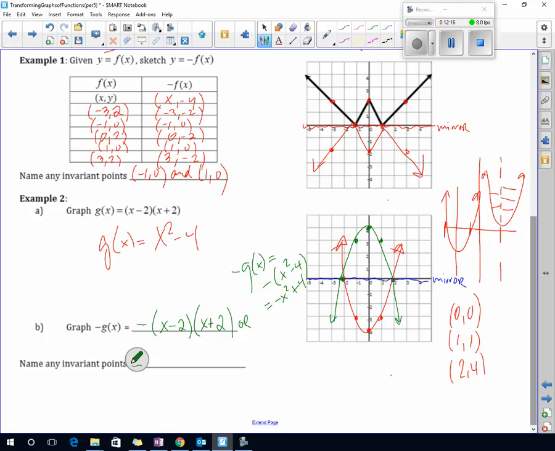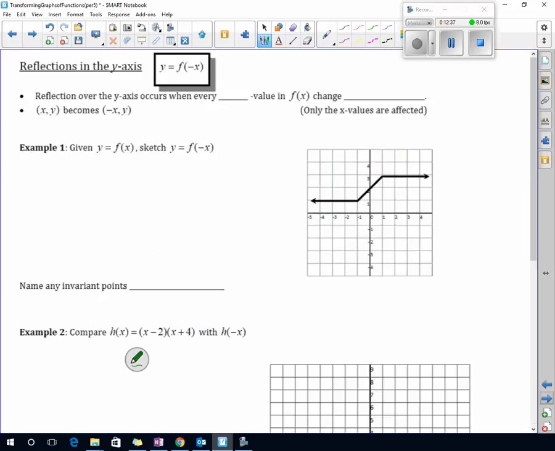How about negative 2, 0? And 2, 0? Yeah? Okay. Now we're going to do reflections in the y-axis. It's changing the input, right? So reflection over the y-axis occurs when every what value changes sign? X value. Reflection over the y affects the x. Okay, so old point is x, y, new point becomes negative x, y.